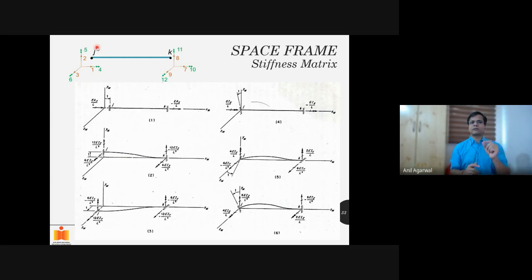We are saying the 1st degree of freedom is fully independent, and it is given by the stiffness term EA by L. So you introduce a unit displacement in this direction at the J degree of freedom, and you have to apply an EA by L force here, and an EA by L force here in the opposite direction. That's why there is a minus sign.